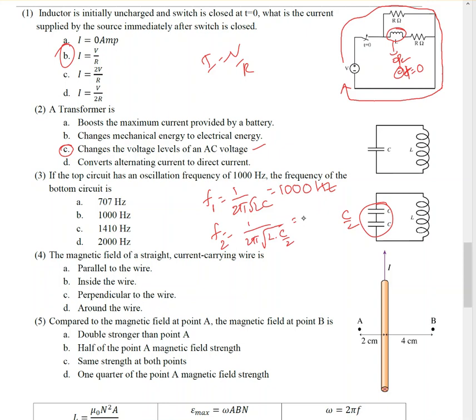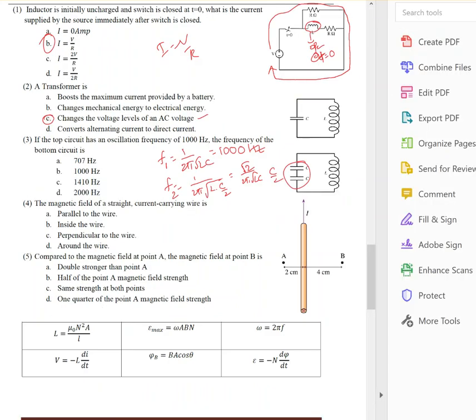Okay, so C by 2 is nothing but 1 over 2 pi square root of LC, and square root of 2, I'm going to put the square root of 2 up there. So square root of 2 times, so F2 equal to square root of 2 times F1, which is 1410 hertz.